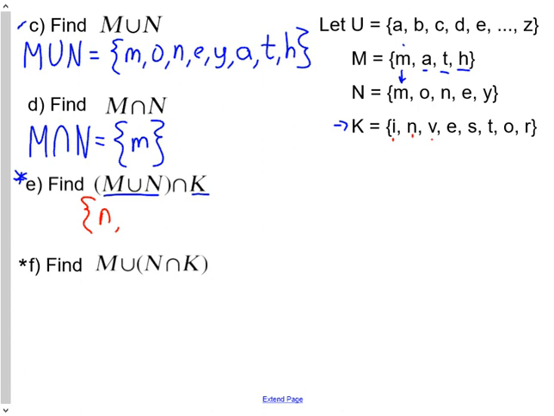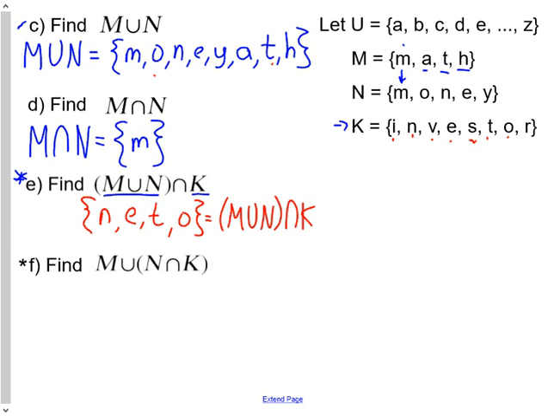How about V? Nope, there's no V in the top option. E, there's an E. And continuing, there's no S. There is a T in both. And there's an O in both. There's no R in both. So this is my final set. N-E-T-O is the set of M union N intersected with set K. That gave us N-E-T-O, or I guess the letters in the word tone, but not doing word games.